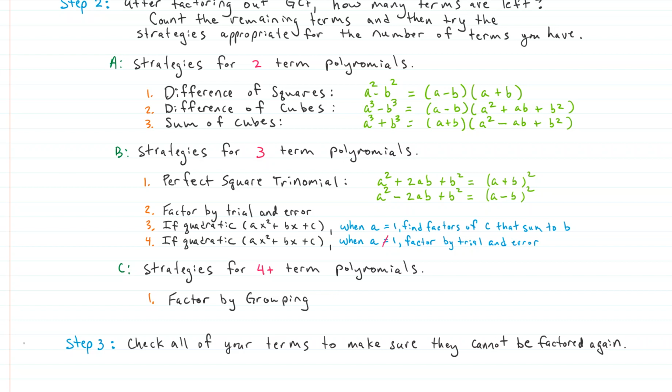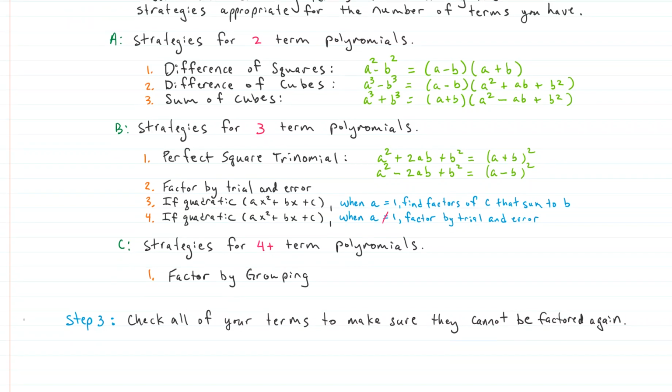Step 3, once you have factored using one of the options from the 2-term polynomial options or the 3-term polynomial strategies or the 4+ term polynomial strategies, after that, what you do is you go back to all of the terms that you have just factored and you make sure that none of them need to be factored again, because you might have to factor more than once. So you factor the first pass and you've got a bunch of things multiplied together, and then you go back and look at all of those pieces that are multiplied together, and some of them can be factored again. And then once you have made sure that none of the terms you have can be factored again, then you're in fully factored form and you're done.